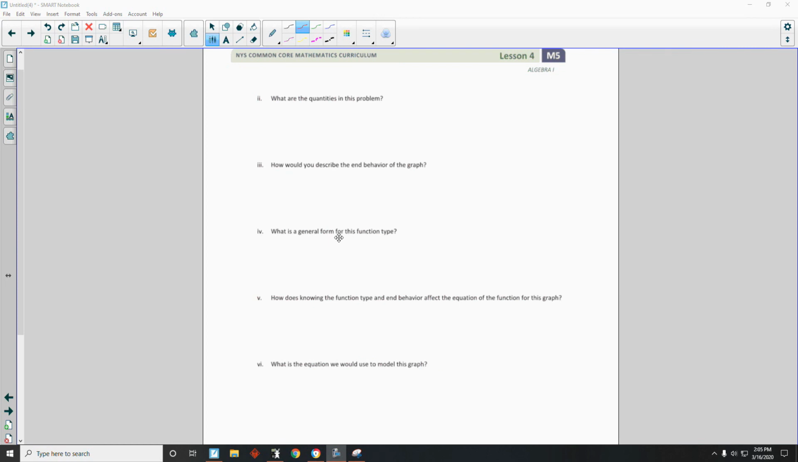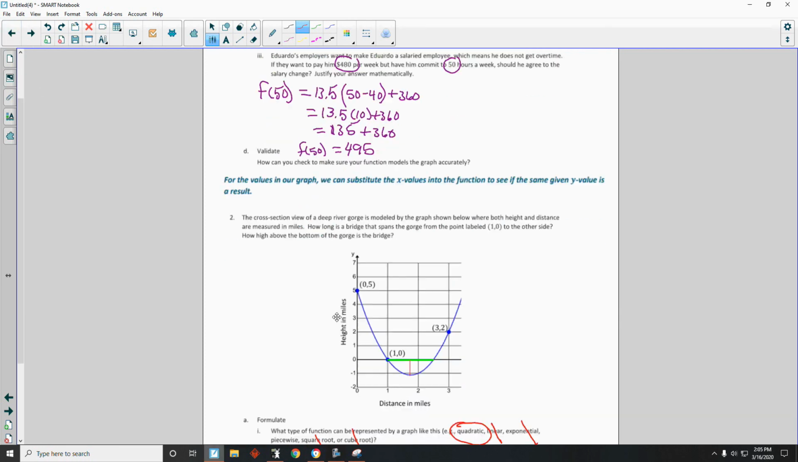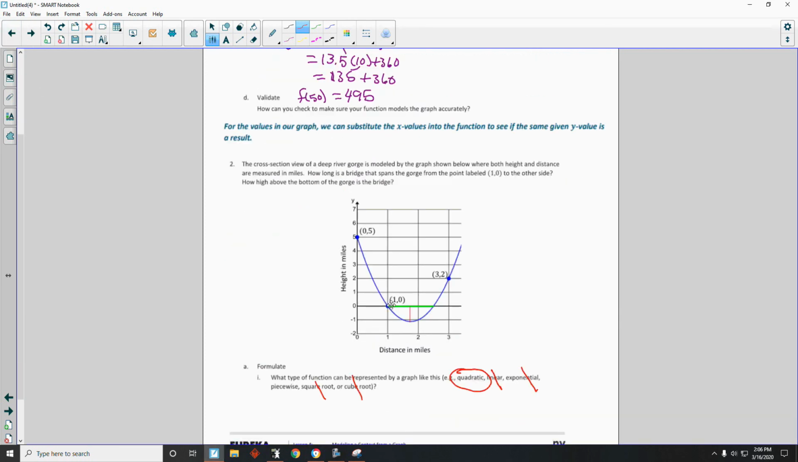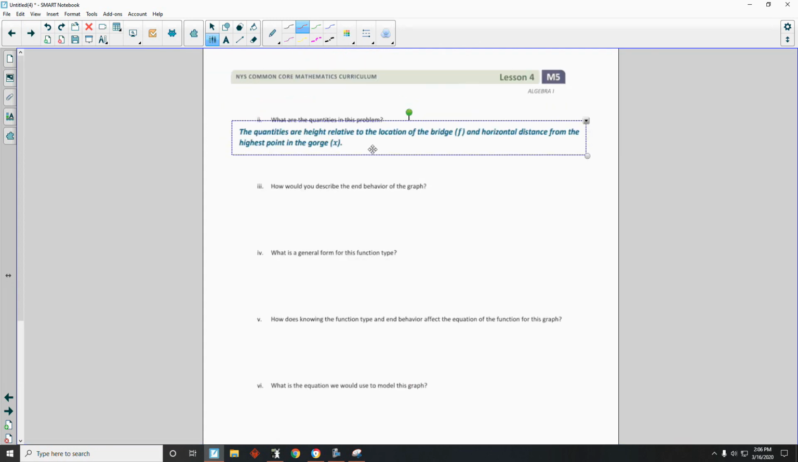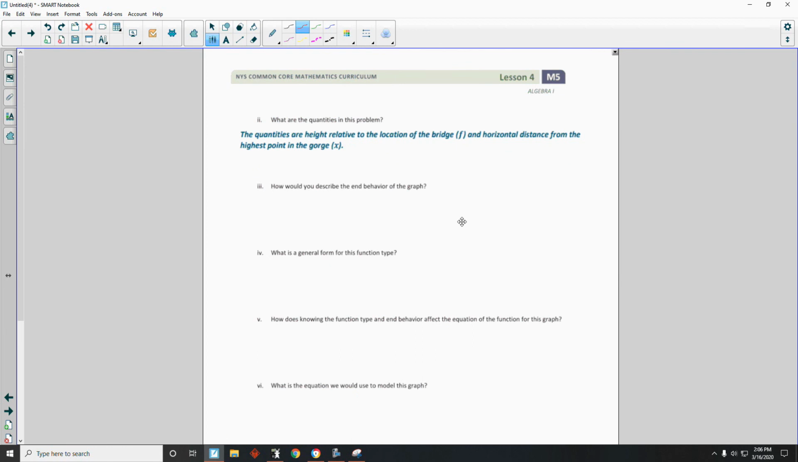Okay, on to page 4. Part 2 of this question says, what are the quantities in this problem? If I go back and look at the graph, the quantities would be the distance in miles of the bridge and the height in miles of the bridge from the bottom of the gorge. Put that into words, and it would say the quantities are the height relative to the location of the bridge, f, and horizontal distance from the highest point in the gorge, x.